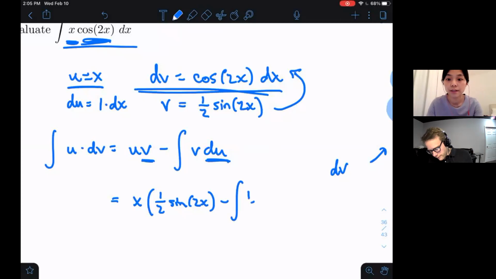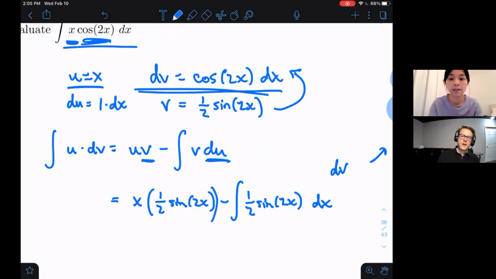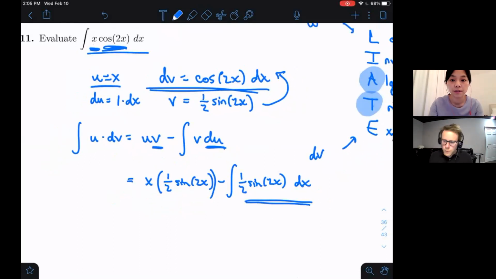So the integral of v du, and du is just the same thing as dx. And so again, we need to look at this. I meant to have closed parentheses here. We need to look at this and say, is this integral easier than what I started with? Because if it's not easier than what I started with, then I shouldn't do this integration by parts. I should try something else. Maybe this is a u sub problem or something like that.